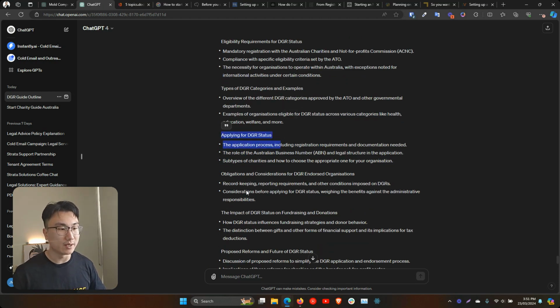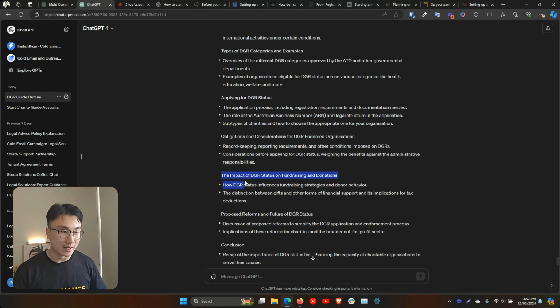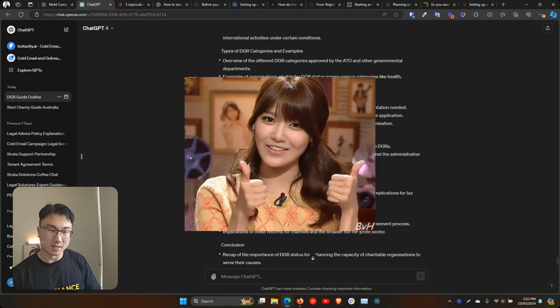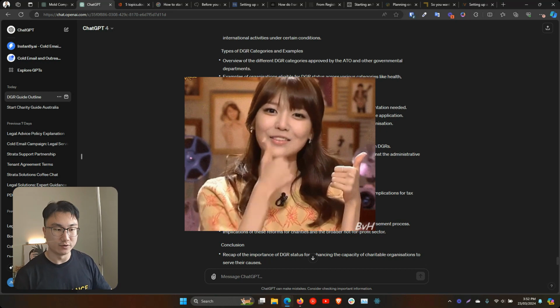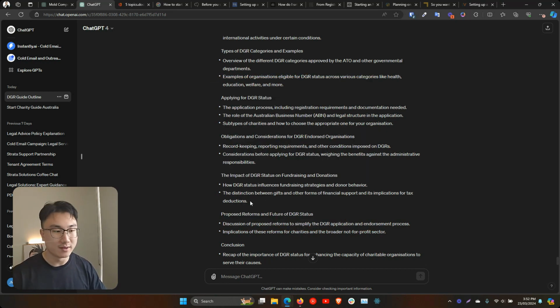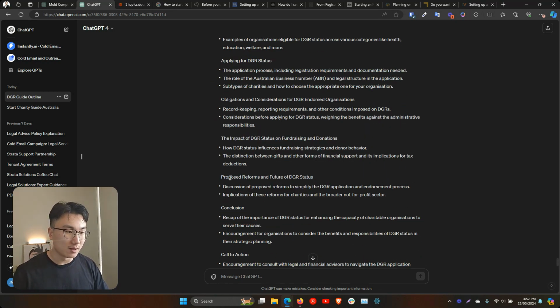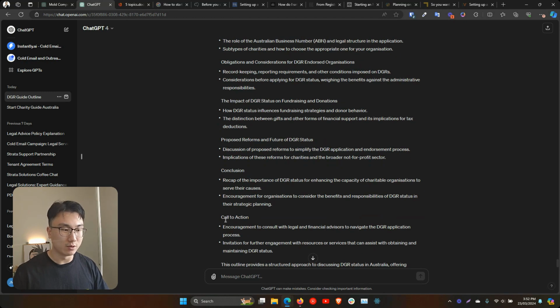So remove that topic. Obligations and considerations, we'll obviously remove that as well, because again, it's not directly answering the question. The impact of DGR status, that is good because it does talk about what DGR status means for donations, for charities. So we include that. And then proposed reforms, we don't really care. And then the conclusion as well. Call to action we'll remove.